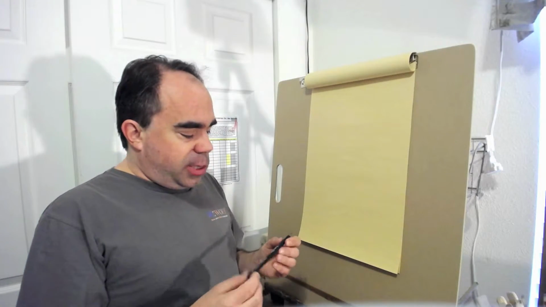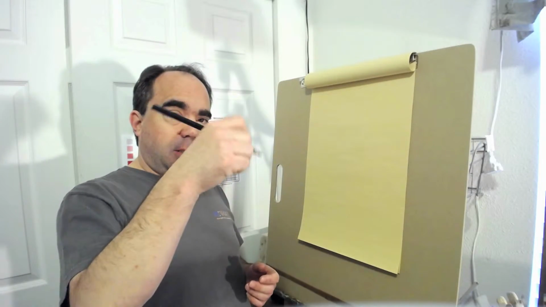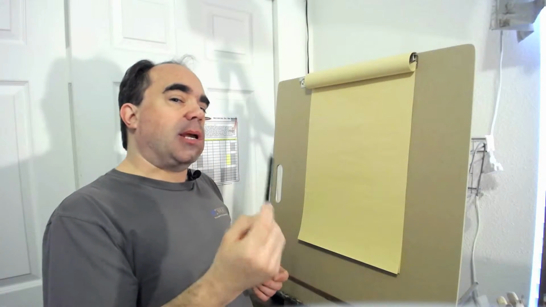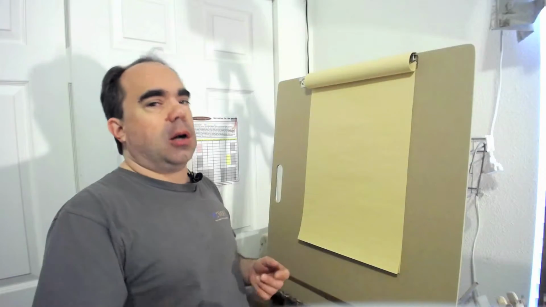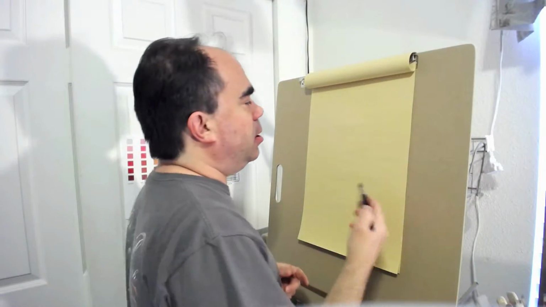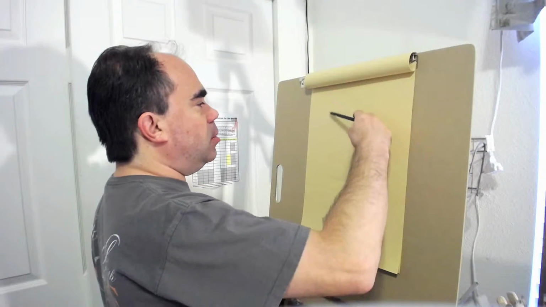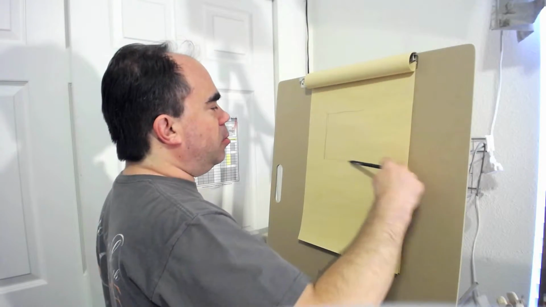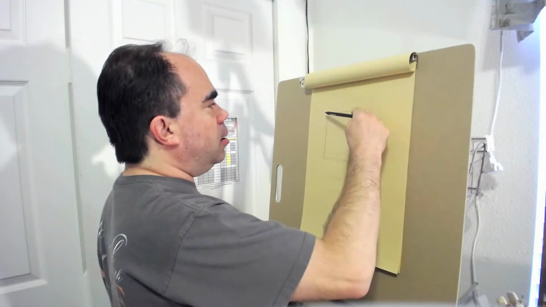And the way to do that is, rather than hold your pencil like this, hold it from the end. And rather than move your wrist to draw, move your whole arm from the shoulder. I'll give you an example. So, say I want to draw a rudimentary cube.